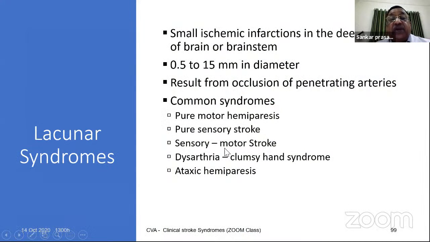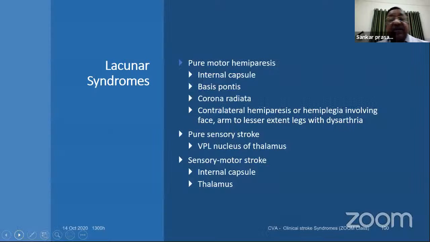That brings us to the last part of the talk, these lacunar syndromes, which are small ischemic infarctions in the deep regions of the brain or brainstem because of the end arteries, 0.5 to 15 mm in diameter, that is 1.5 centimeters. They result from occlusion of penetrating arteries. The common ones identified are pure motor hemiparesis, pure sensory stroke, sensory motor stroke, dysarthria clumsy hand syndrome, ataxic hemiparesis. These are things which have been mentioned in the previous class also.